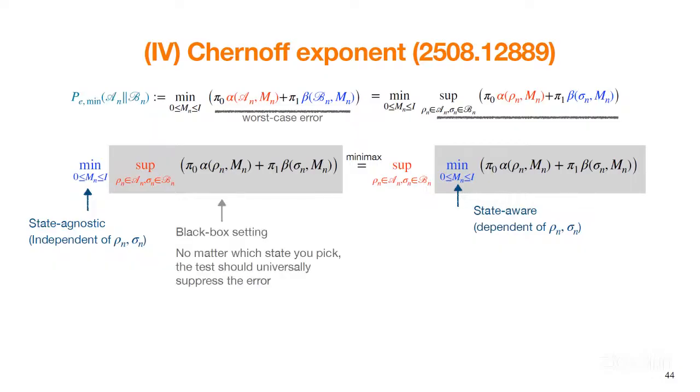So the left-hand side is essentially a black box setting. No matter what kind of state you choose, the test should work universally well for any possibilities that can happen.